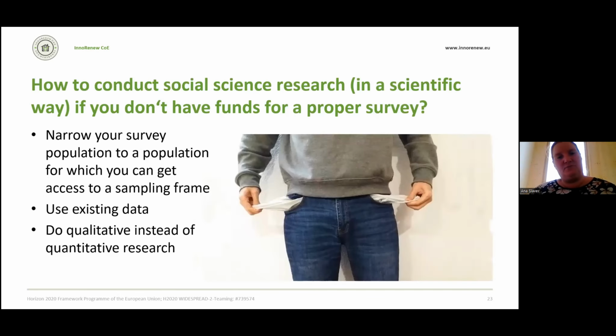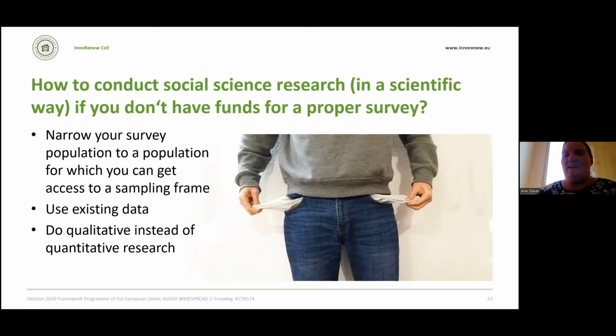But today I want to move to the question that probably all of you are asking yourself: how to conduct social science research in a scientific way if you don't have the funds for a proper survey. This is probably the question that you all want the response to, because the marketing panel for the COVID survey, they did it for free. They did it pro bono, like I helped the students pro bono. But if we had to pay, that's thousands of euros, having access to a panel like this.